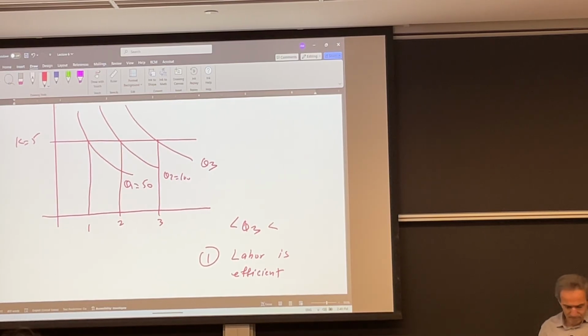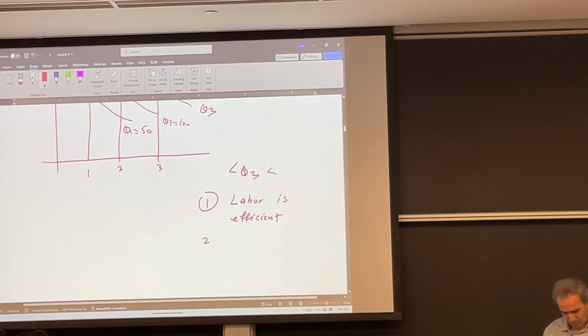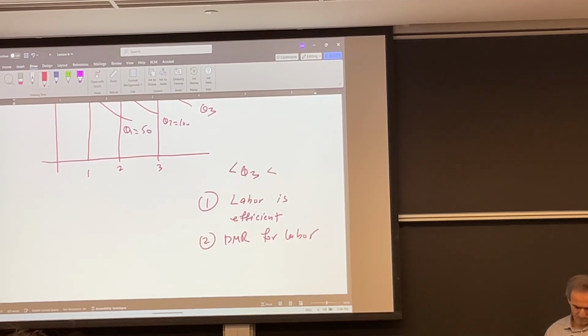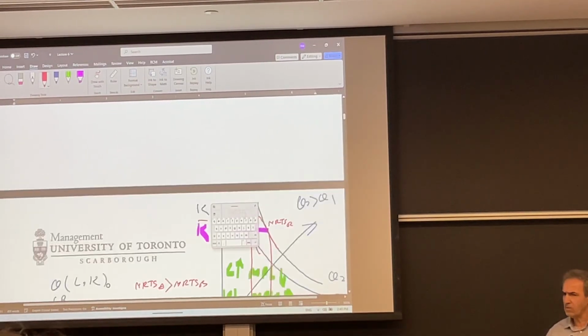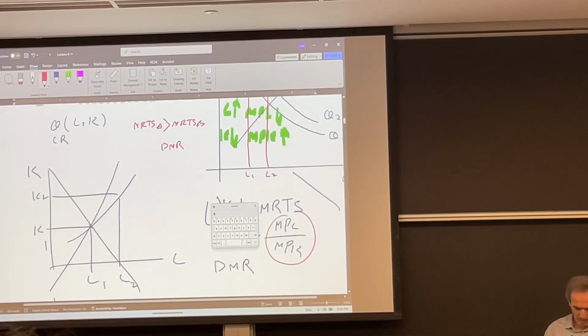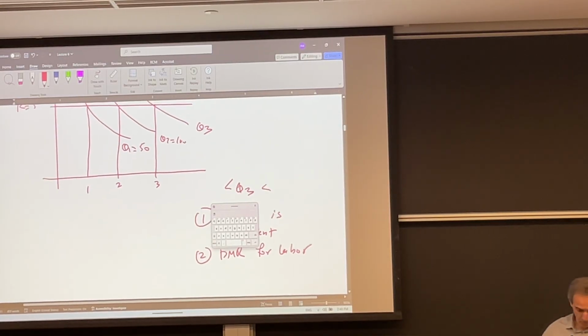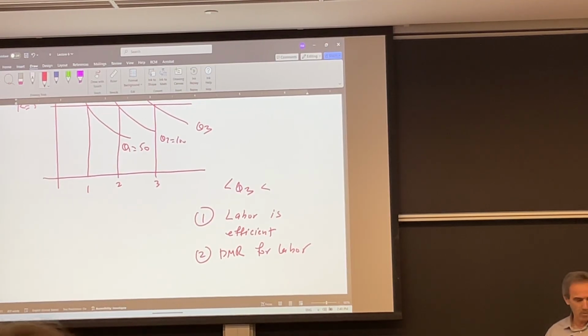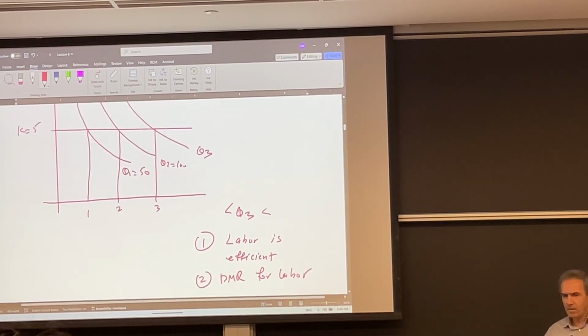That's one. Two, we want DMR to hold for labor. What do you think Q3 should be, if you want both of those to hold? The first one is required. The second one is not, but I assume it here. I assume DMR holds for the labor. What would be the range for Q3?